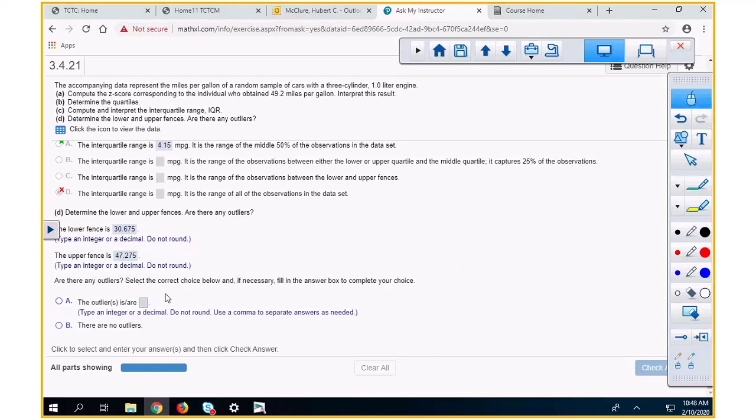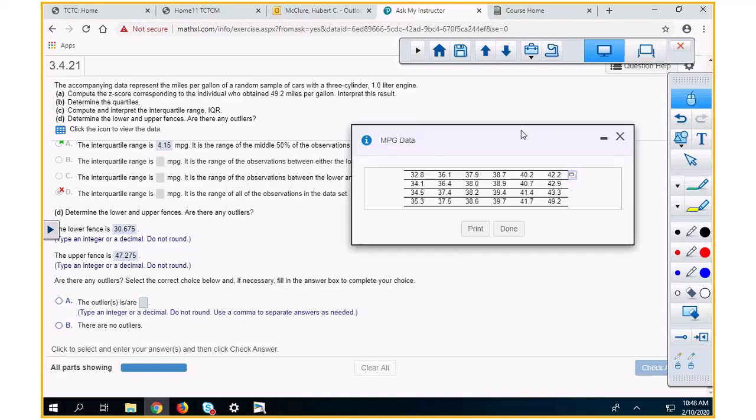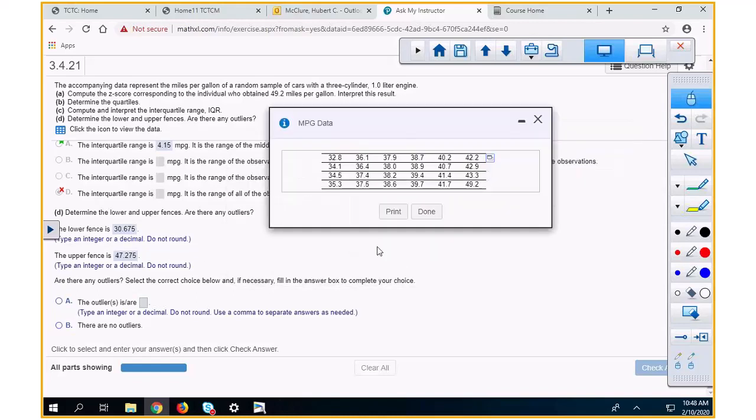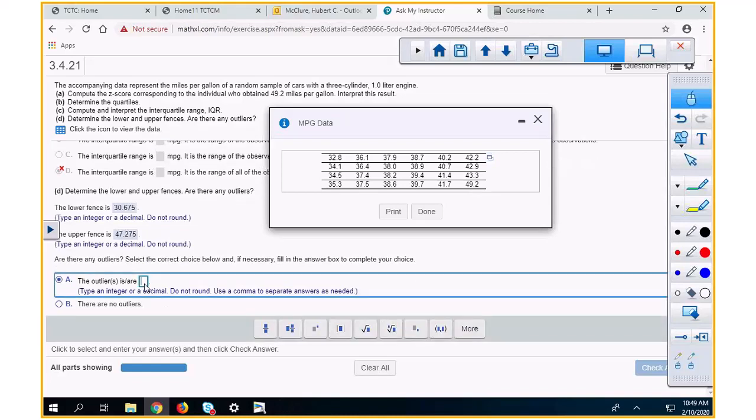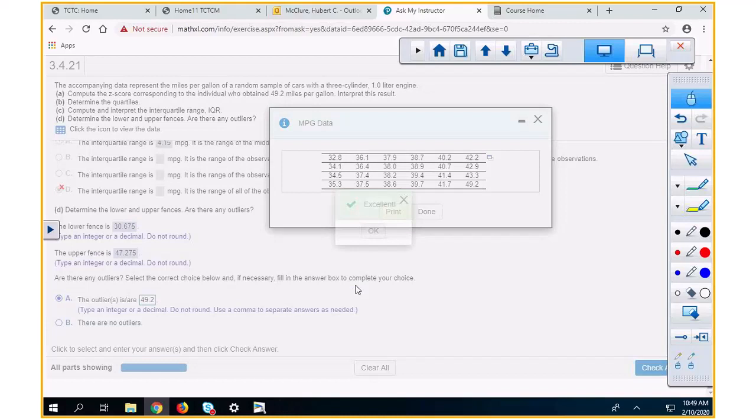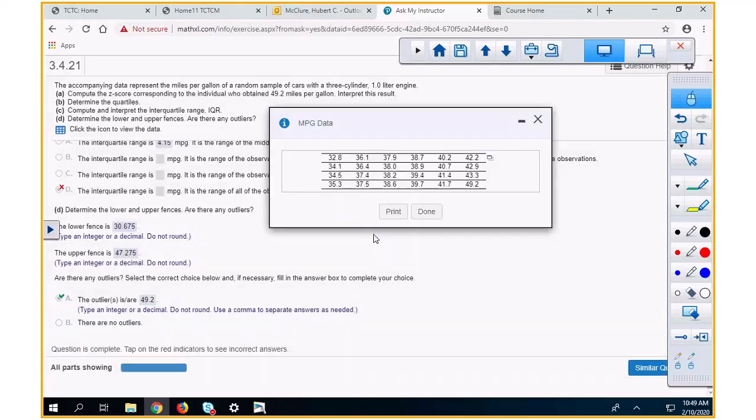Are there any outliers? Well, let's go back and look at the data. Is there anything below 30.6 and above 47.275? I'm gonna let y'all look at it. Are they in order? Please tell me they're in order. Yeah, they're in order. Okay, so 32, no, that's inside. And 47, yes. We got one outlier, 49.2. Is that it? Yep, all parts are shown.